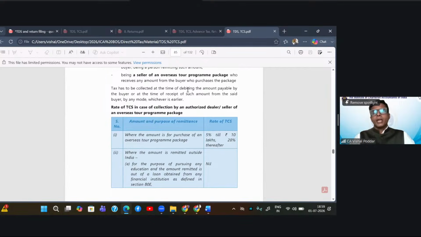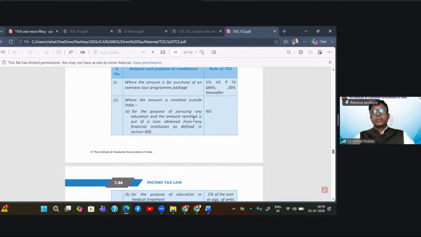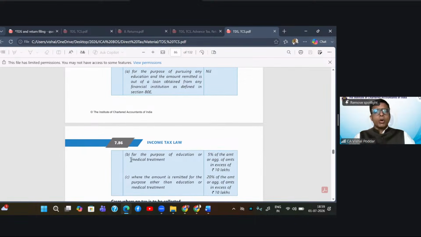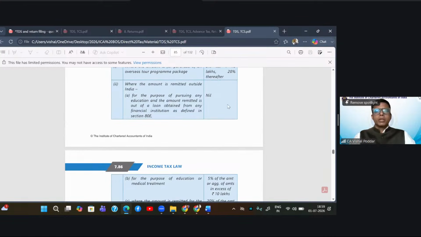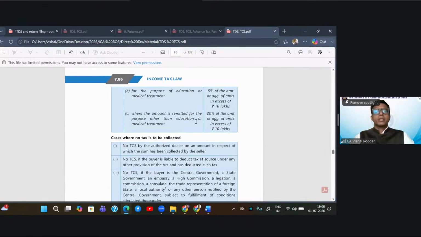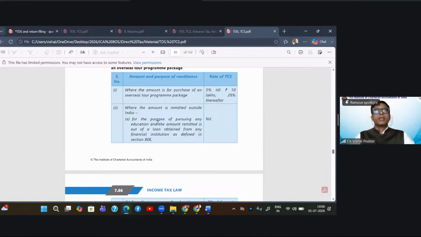Now, tax has to be collected at the time of debiting the amount payable or the time of receipt, whichever is earlier, that is okay. Now, what is the rate? First you have to see the exception, because you should always, students, remember the exception first. Where the amount is remitted outside India for the purpose of education out of a loan obtained from a financial institution, the rate is nil. For education or medical treatment, it is 5% of the amount in excess of 10 lakhs. Where the amount is remitted for a purpose other than education and medical treatment, it is 20% of the amount in excess of 10 lakhs.